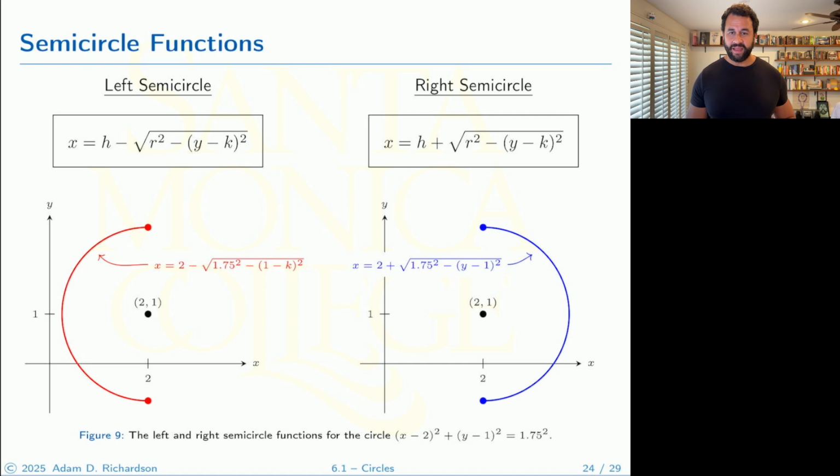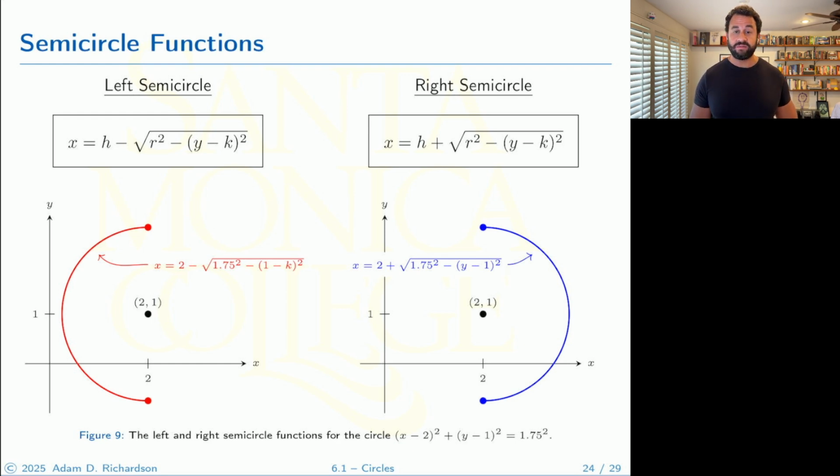There we go. And then using that same circle as an example, here it is. This is that circle, x minus 2 squared plus y minus 1 squared with a radius of 1.75. And now we've got the formula for the left and a formula for the right. And that's about it, okay? Just shifted. Same idea, but just shifted.